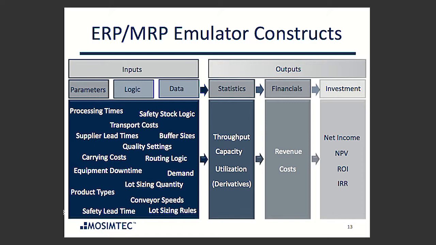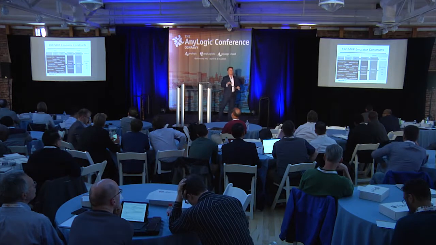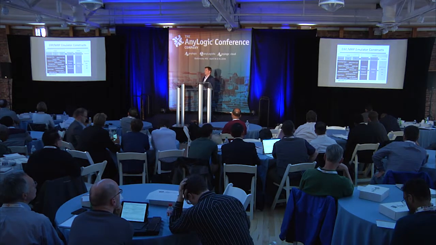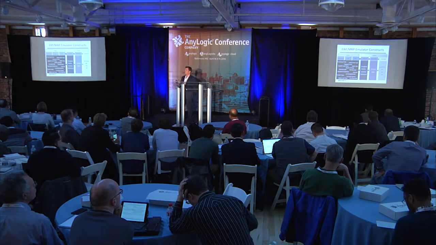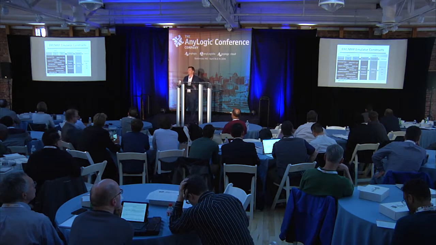And answering those scenarios, you have to develop constructs. So for our ERP MRP emulator, those constructs consisted of parameters, logic, and data resulting in outputs, and there's really only 3 outputs. I mean, no matter how you shake it down, there's only 3 outputs. There's throughput, capacity, and utilization, and everything off of those is a derivative. That may need to sink in for a bit, but there's really only 3. Everything else is a derivative from that.